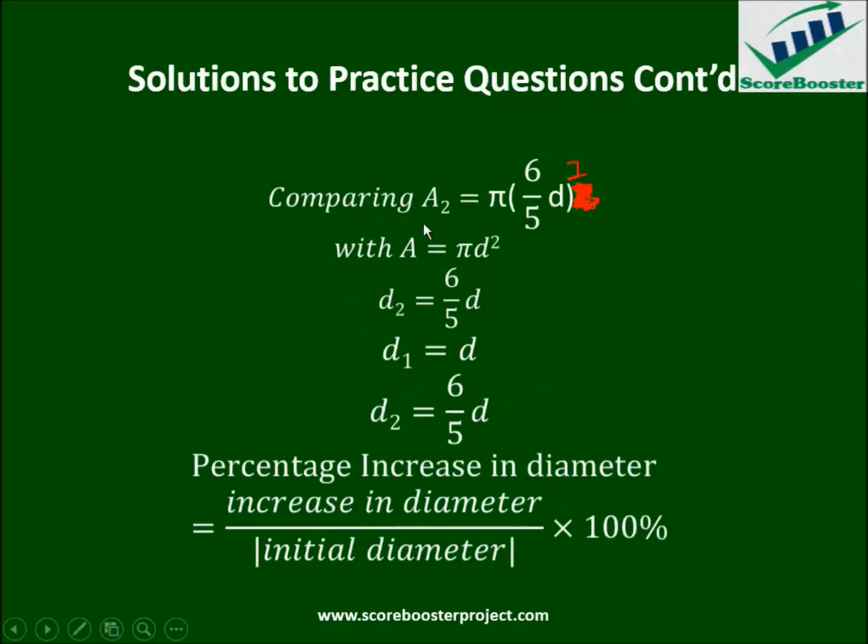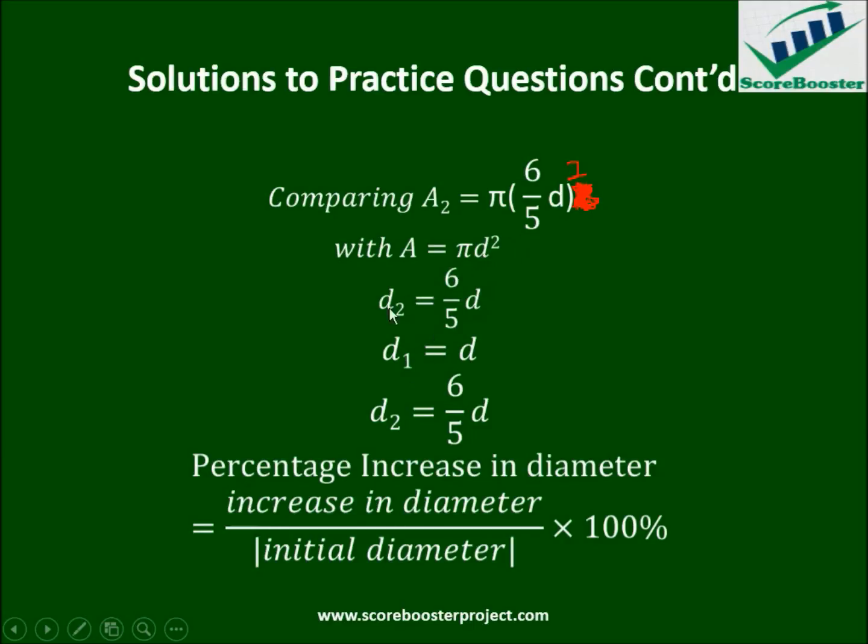Comparing the expression for A2, which is pi times 6 over 5d squared, with the original expression for the surface area of the sphere, which is pi d squared: here we have only d squared, and here we have 6 over 5d, which takes a square. So the new diameter of the sphere after the area has been increased by 44% is 6 over 5d. Therefore d2 equals 6 over 5d.